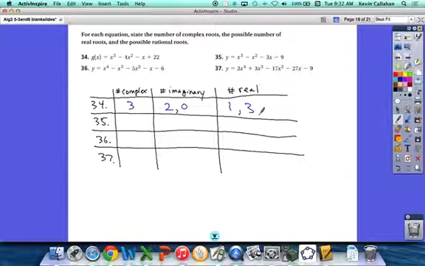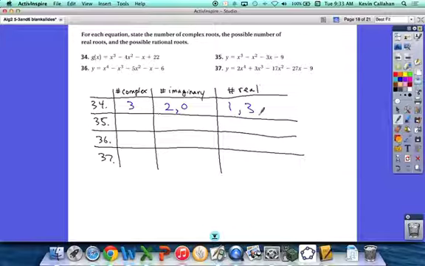That's what these are looking for. They want you to list the possible number of real and imaginary solutions, given that they have to add up to the degree, which is the number of complex zeros. Try the next one, 35. It's another cubic. These things are only going to change by the degree. Everything else is going to stay the same.